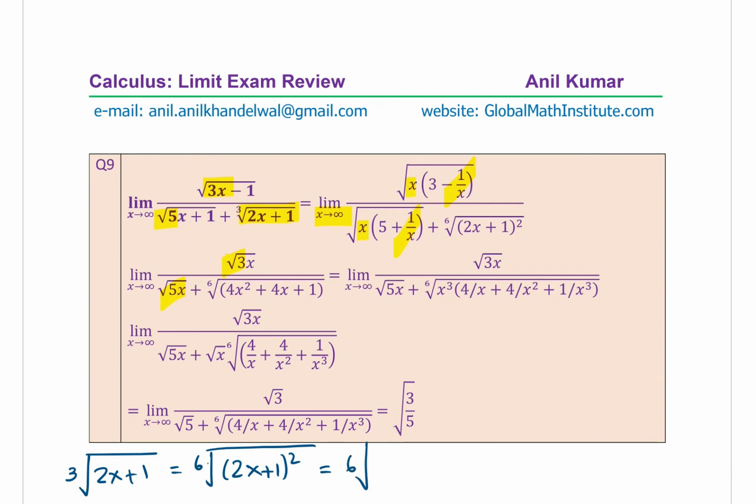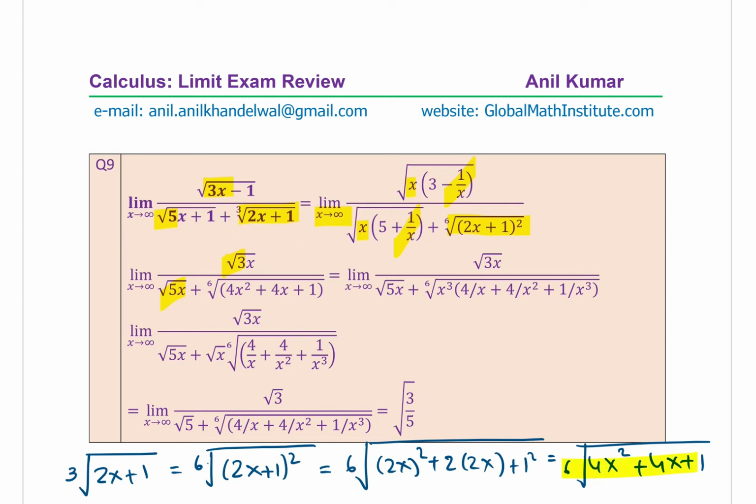We could now expand this. So we get (2x) whole square plus 2 times, which is expanding, plus 1 square, which is actually equal to the sixth root of 4x squared plus 4x plus 1. So that is what it is. What you see here in the solution is that we changed it to the sixth root after squaring the inside term, and then we expanded as shown here. Perfect. So we have 4x squared plus 4x plus 1.